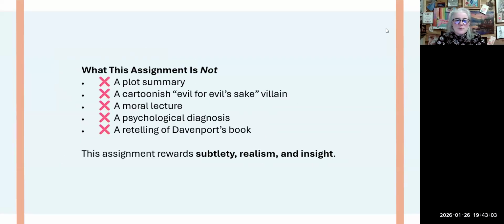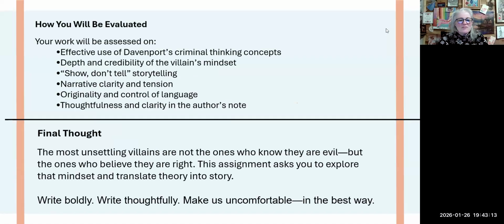Okay, this is not a plot summary, a cartoonish evil for evil's sake villain, a moral lecture, a psychological diagnosis, or a retelling of Davenport's book. So, how you will be evaluated.